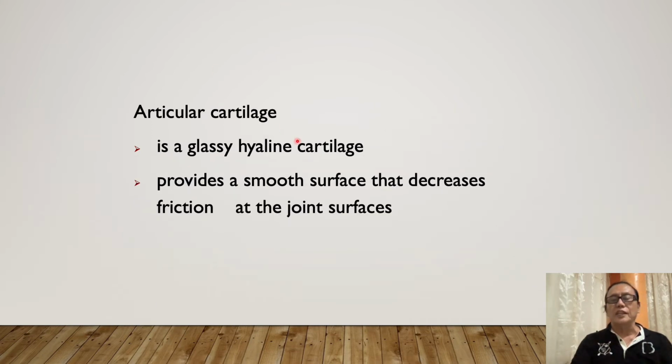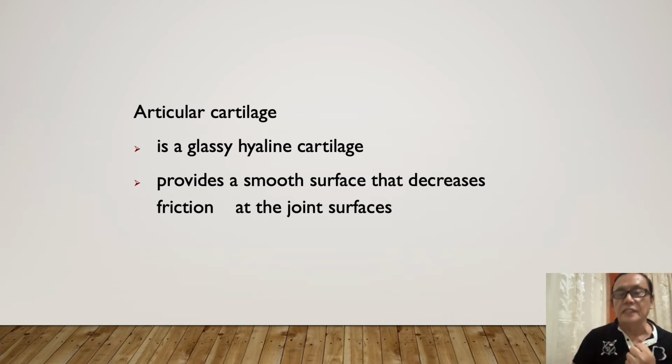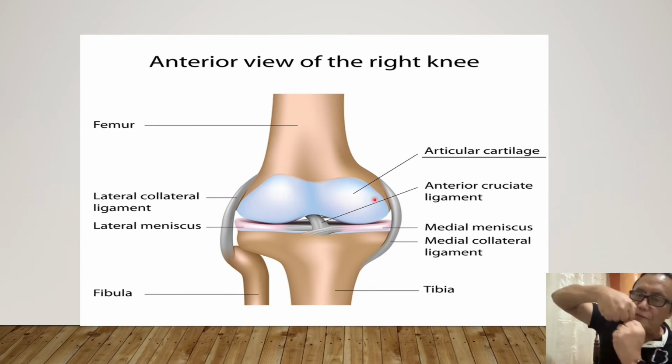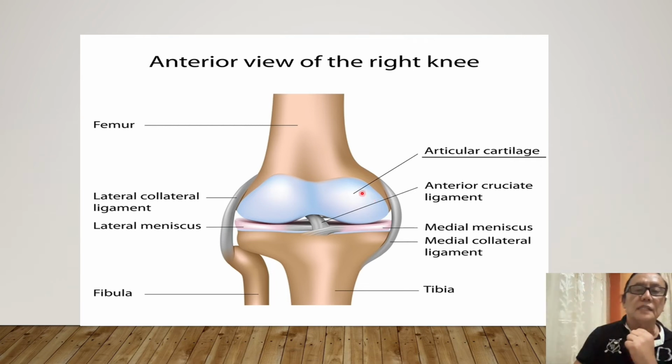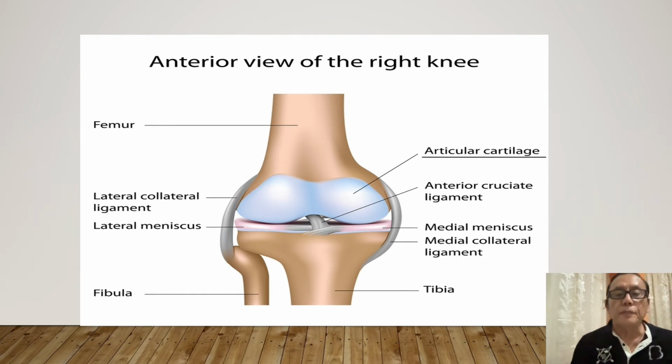Then we have the articular cartilage. It's a glassy hyaline cartilage that protects our bone. The ends of our bones are covered by hyaline cartilage. It provides protection so movement is smooth, without friction. Now, in some individuals who develop osteoarthritis, their hyaline cartilage is damaged. So there is bone-to-bone contact. Eventually, the bone gets damaged and eroded, and the condition is very painful.